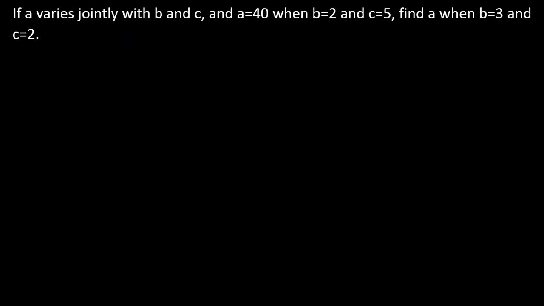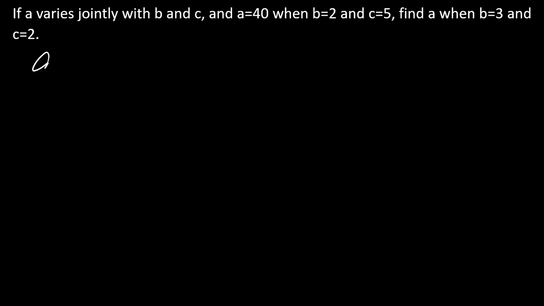Okay, for another problem: if a varies jointly with b and c, and a equals 40 when b equals 2 and c equals 5, find a when b equals 3 and c equals 2. I'll outline this with you. First just state the general variation equation and then solve for k. See if you can do that. Just pause the video here. Remember, math is not a spectator sport. You'll learn more out of this if you engage. And then hit play when you think you've got it.